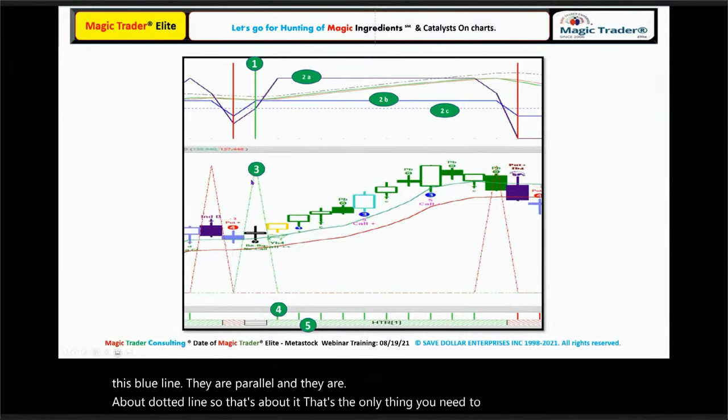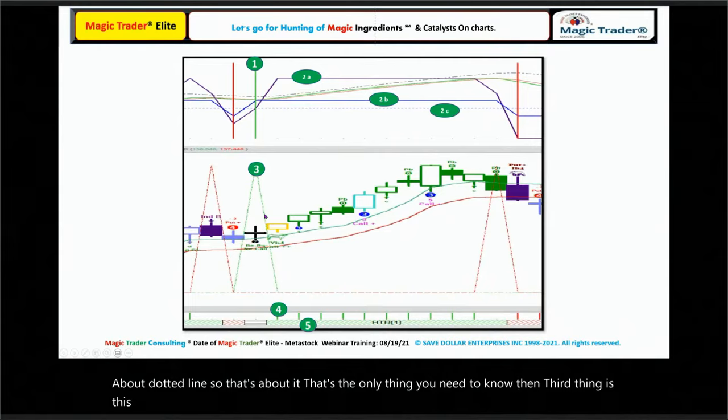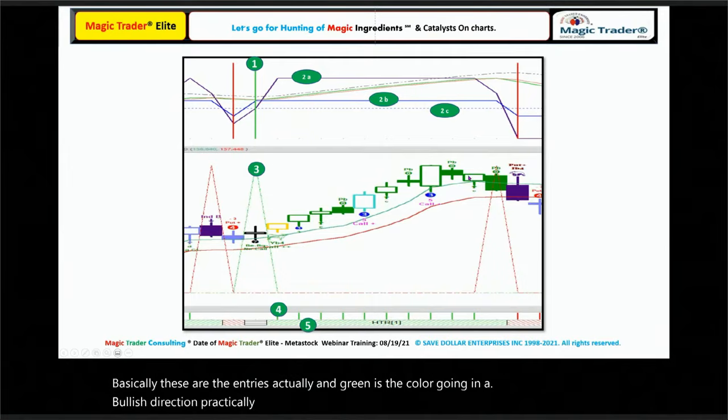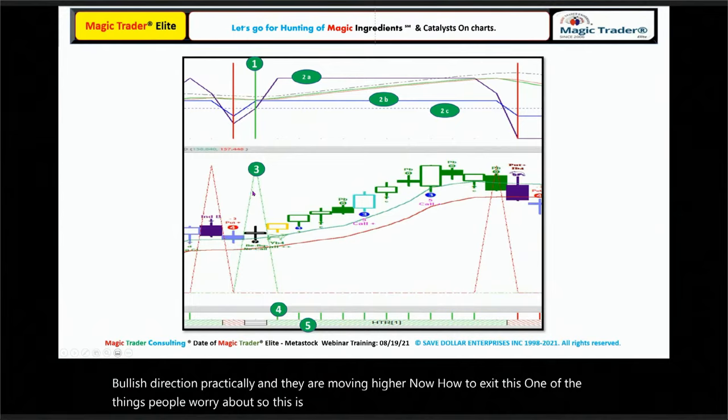Then the third thing is this spike, which is also giving you direction, in a way, entry direction. So basically, these are the entries actually. And green is the color going in a bullish direction practically. And they are moving higher. Now, how to exit? That's one of the things people worry about. So this is the opposite of this green spike. So that's where we get out.